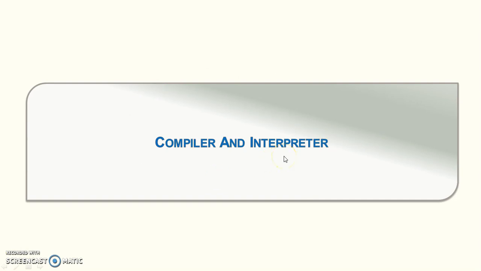Okay, next let's discuss the compiler and interpreter. Compiler and interpreter both are translators that translate your high level program into a machine readable program. There are some basic differences between the compiler and interpreter. Let's discuss in detail.